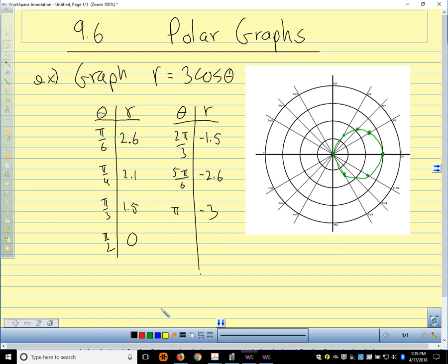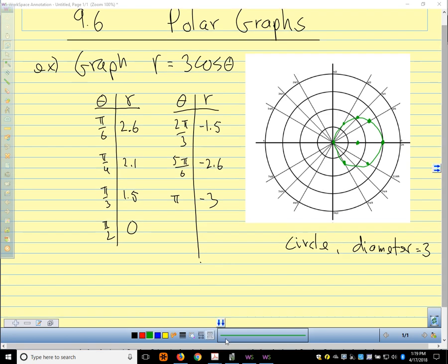That is a circle with diameter equals 3. And my center is here at 1.5. So it's a circle shifted 1.5 units on the x-axis. So that's the polar equation of a circle.